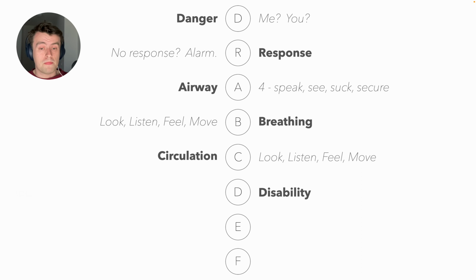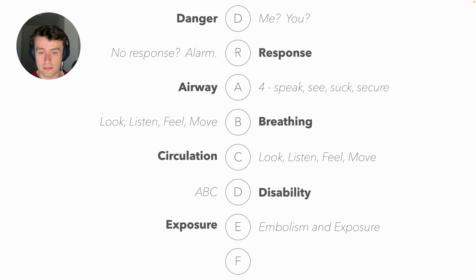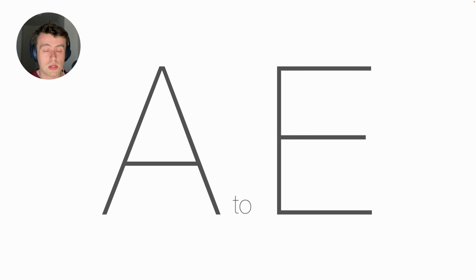D, disability, your ABC: AVPU, BMs, constriction and dilation. E, exposure. Undress the patient with a chaperone, check for the calf asymmetry, pain to deep palpation, and rubor. F, feel that tummy and look at the patient. Don't forget to look at the patient. There's your A2E assessment. Thank you very much.